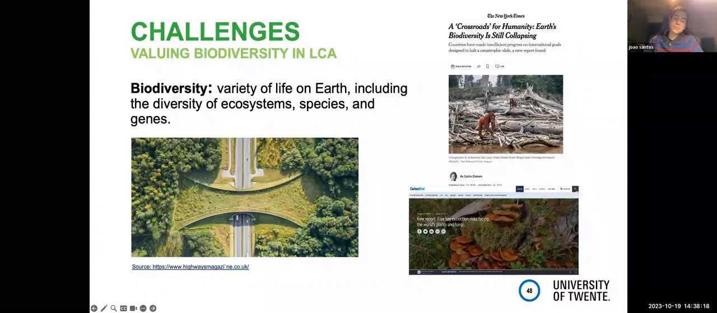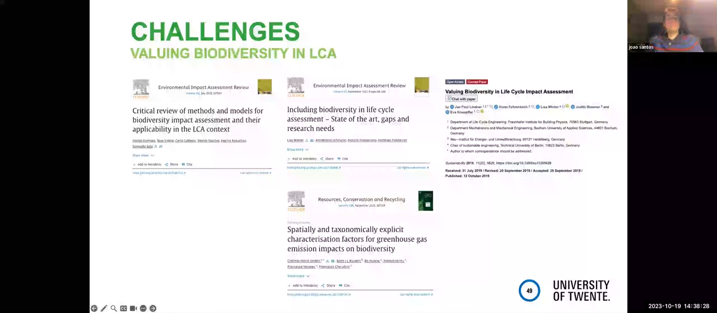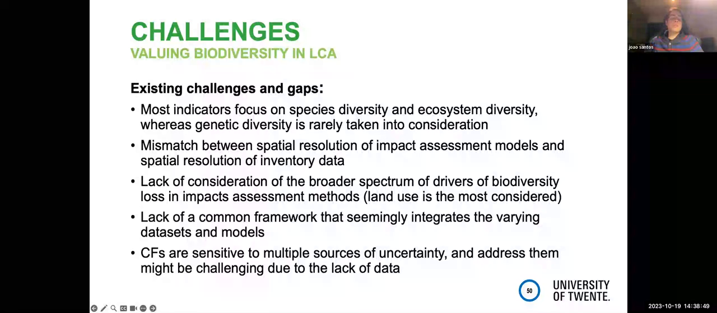So LCA has the potential to account for biodiversity, but it's not yet quite developed to be properly considered. There are several ongoing studies, but as in the previous case, there are a lot of challenges and gaps that need to be addressed. I try here to summarize some of them.